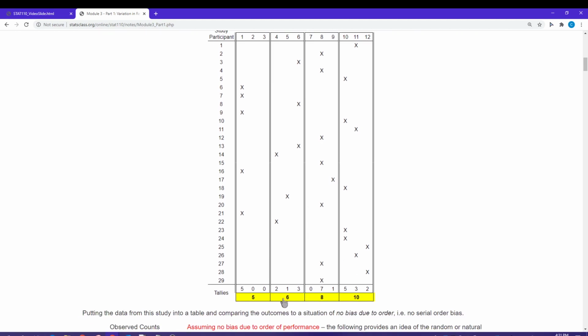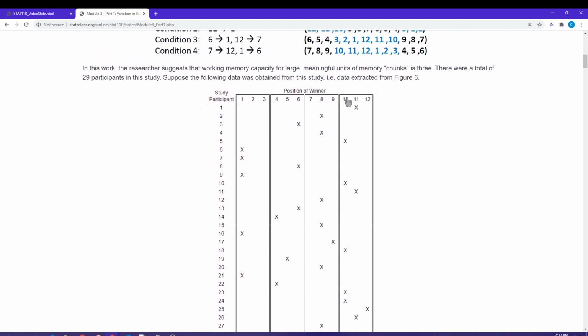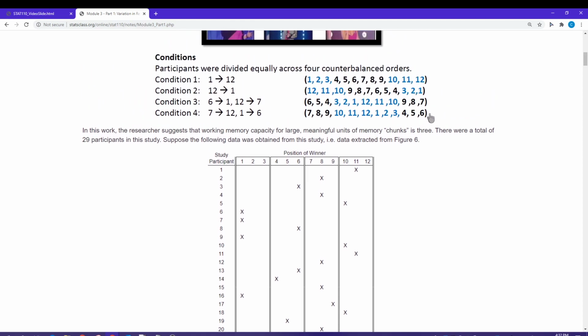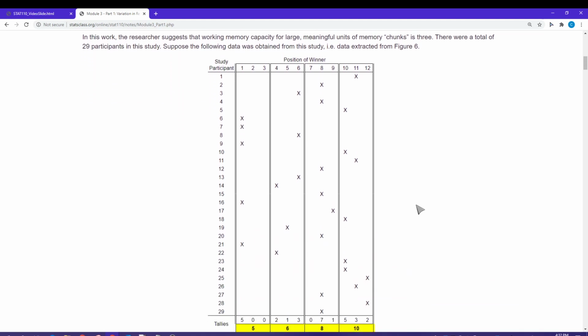Likewise, for the other, in positions 4, 5, and 6, we had 6 winners. In positions 7, 8, 9, we had 8 winners. In positions 10, 11, 12, we had a total of 10 winners. Now again, remember that in the positions 10, 11, 12, all the contestants were present. Okay? So it wasn't just certain contestants that were performing last. It was a mix of all of the contestants that were performing in that last slot.